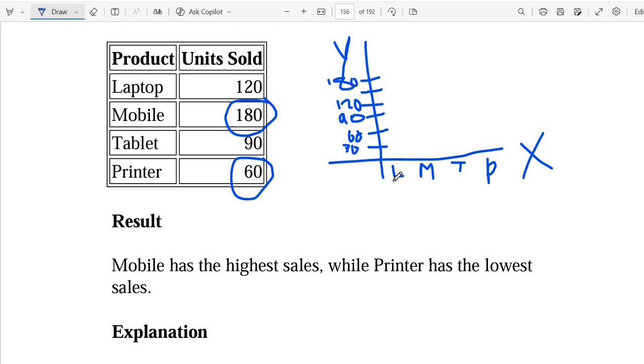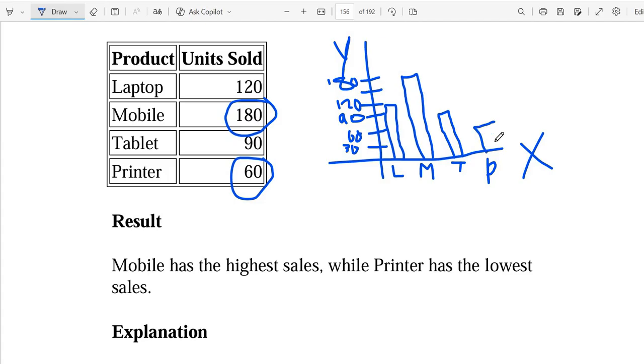So how many laptops are sold? 120 laptops. We will make a bar like this till 120, right? Now how many mobiles are sold? 180. We will make a bar like this for mobile, 180. How many tablets are sold? We will make a bar like this at 90. Okay? Now how many printers are sold?